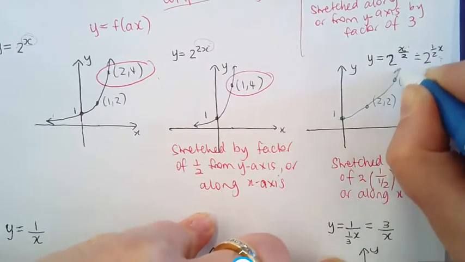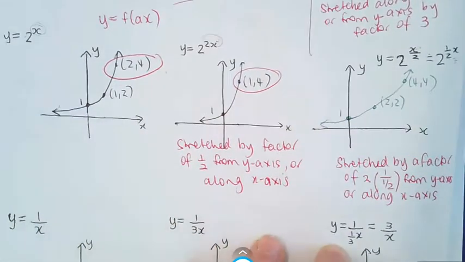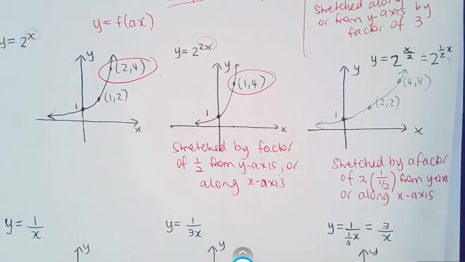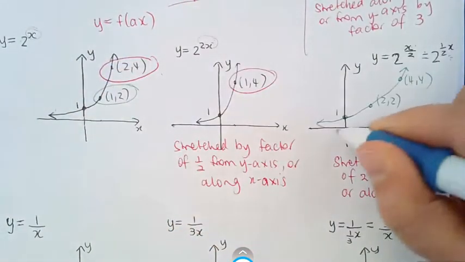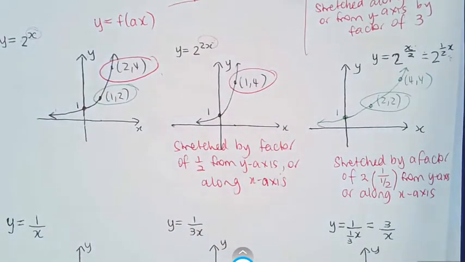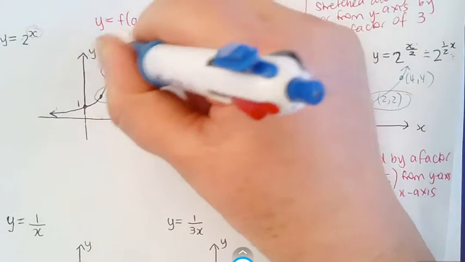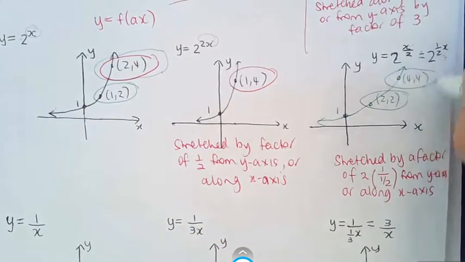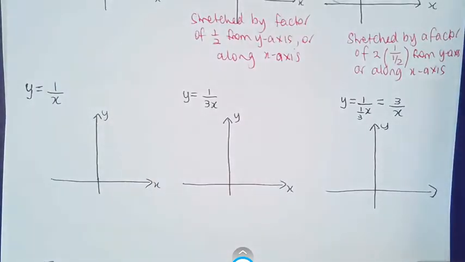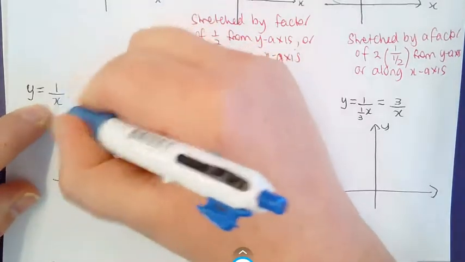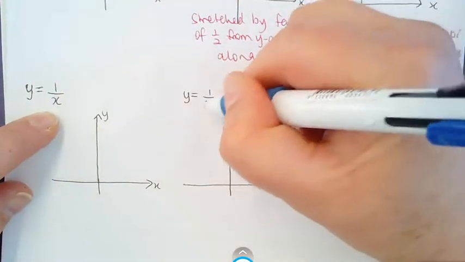Now let's see how this is stretched by a factor of 2 along the x-axis, or from the y-axis. I'm going to circle. (1, 2) became (2, 2). The x value got 2 times bigger. You see it? And (2, 4) became (4, 4). The x value got 2 times bigger. There's your factor of 2 from the y-axis along the x-axis. This is your x, like it's next to it.